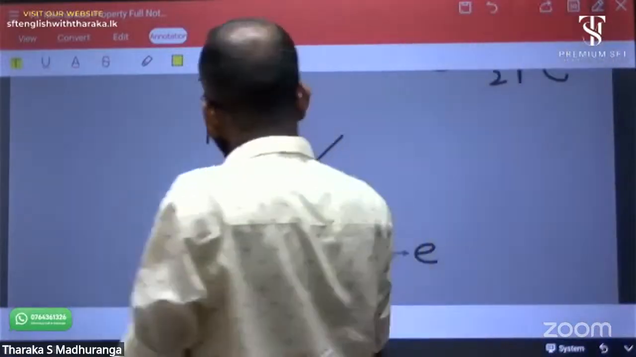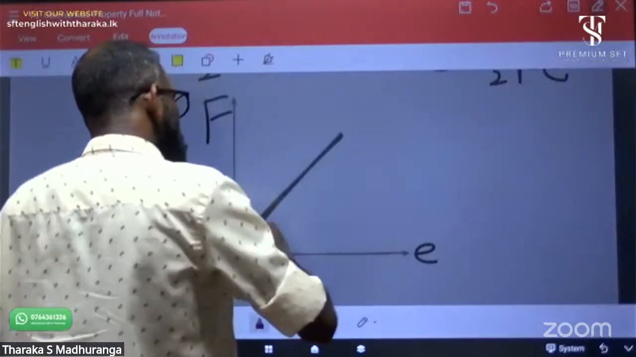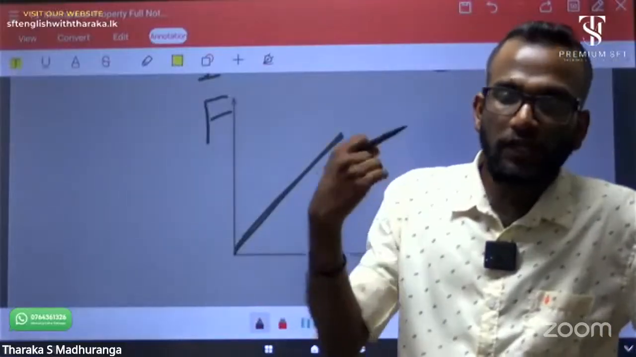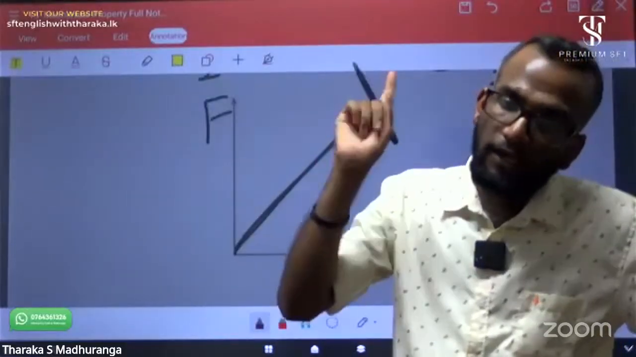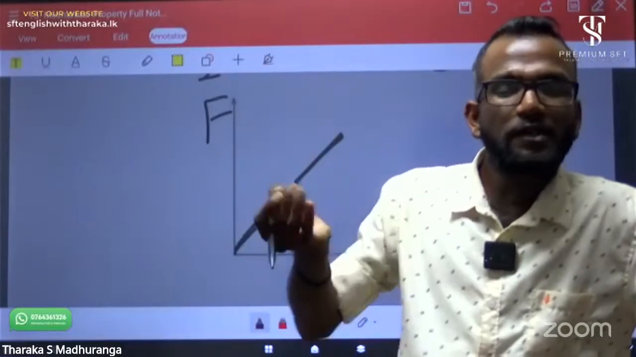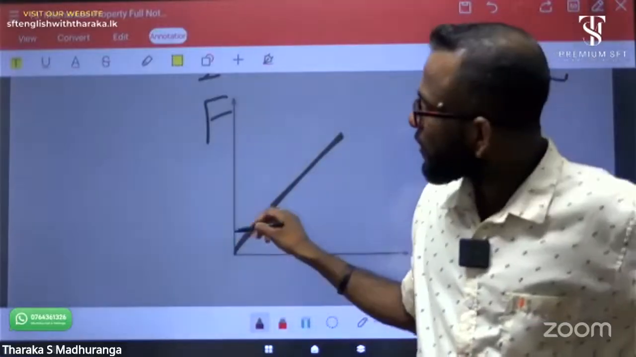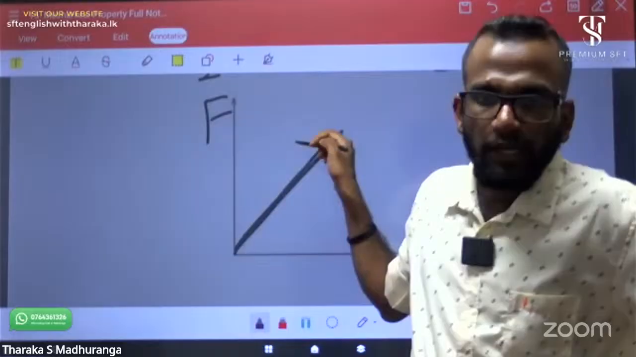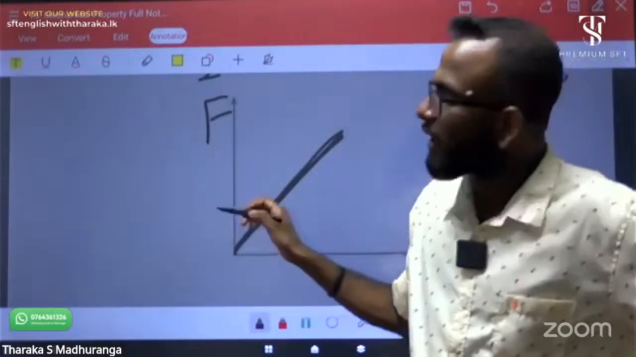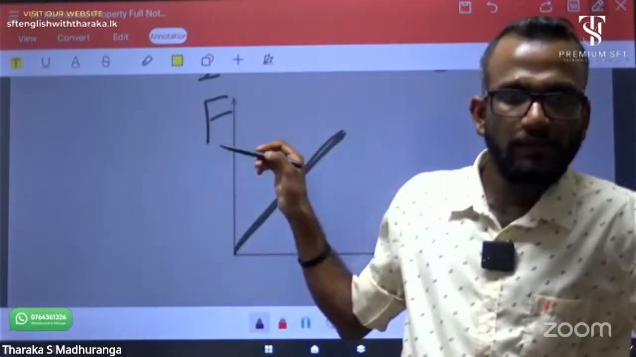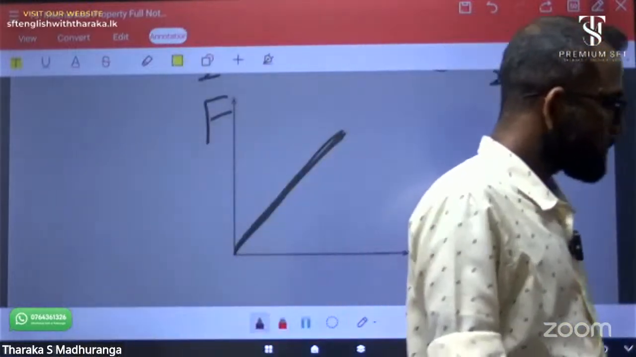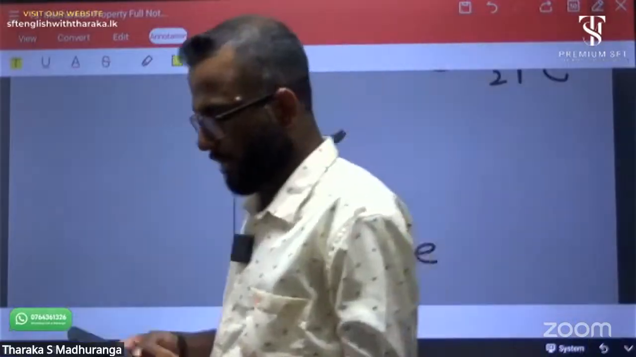If any question is given to draw a sketch diagram for any straight line, first you have to check whether there is any intercept or not. If it has an intercept, you can't draw it going through the origin, the initial point, because it has an intercept. If there is no intercept, you can draw like this. Okay, any doubt?